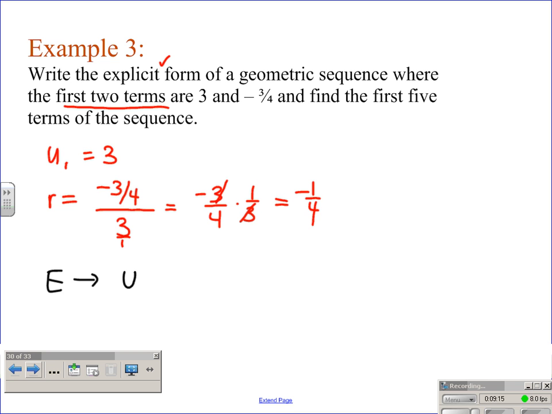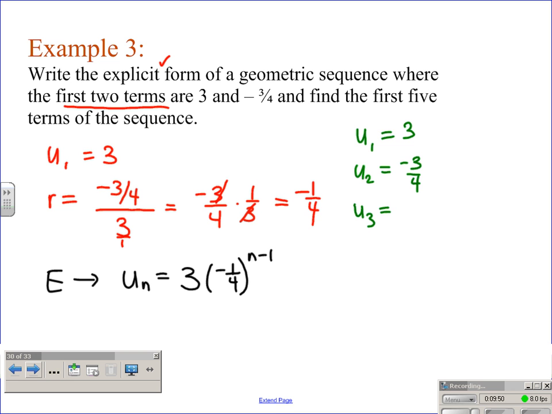which is going to be that the nth term is equal to 3, which is my first term, times the common ratio raised to the n-1 power. Okay, and now that I have that formula, I can go through and find each term. And I can plug those into the formula here. So the first term we already know is 3. The second term is going to be the -3/4.